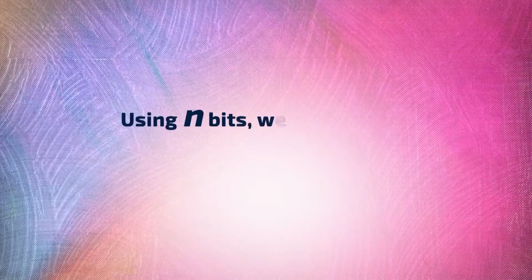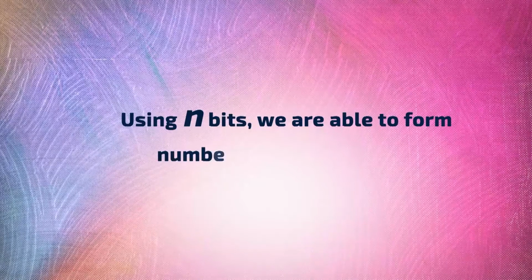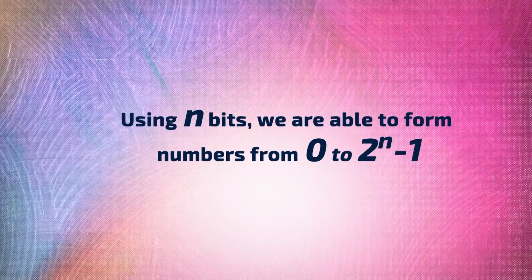In fact, any decimal number in the range 0 to 2 raised to n minus 1 can be represented in binary form using n bits. In other words, using n bits, we are able to form numbers from 0 to 2 raised to n minus 1. What about the positional values of a binary number?